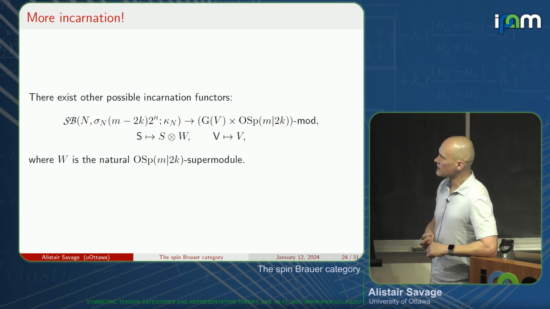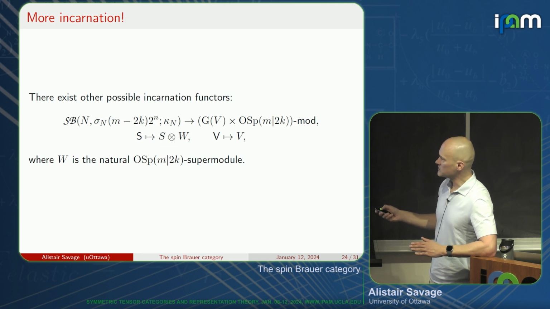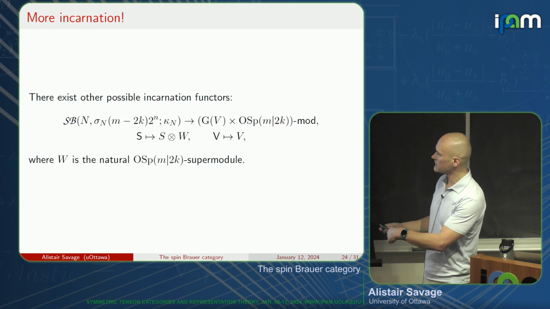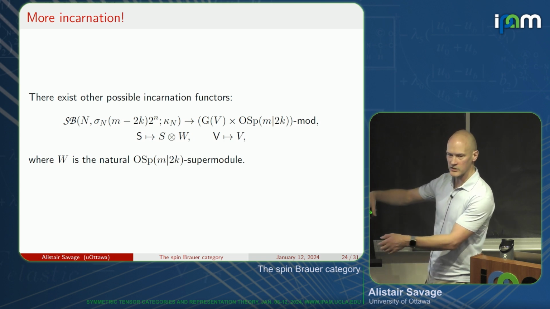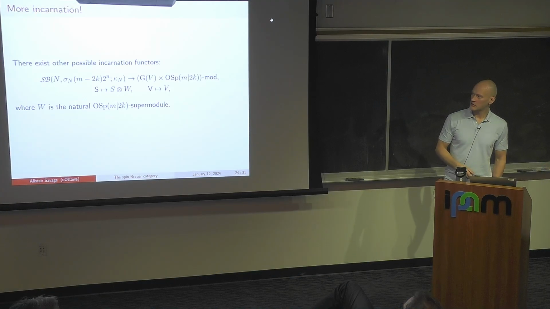And let me just as a side note say there are other possible incarnation functors. You can go, instead of to GV mod, you can go to modules for the product of GV and OSP M2K. You still send the categorical vector module to the vector module for GV, but you send the spin to the spin module for GV, tensor, the natural module for this orthosymplectic supermodule. And this is useful for certain arguments because it allows you to evaluate at even more generic values of the parameters. But you know all incarnation functors? Are you asking whether these are all the incarnation functors? I don't know the answer to that.